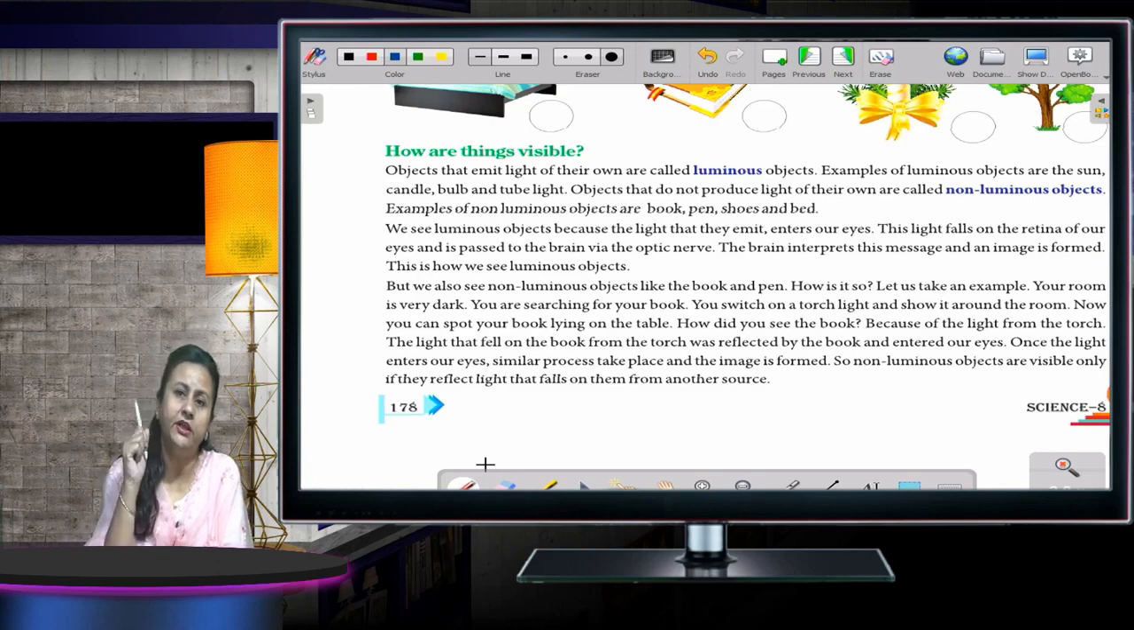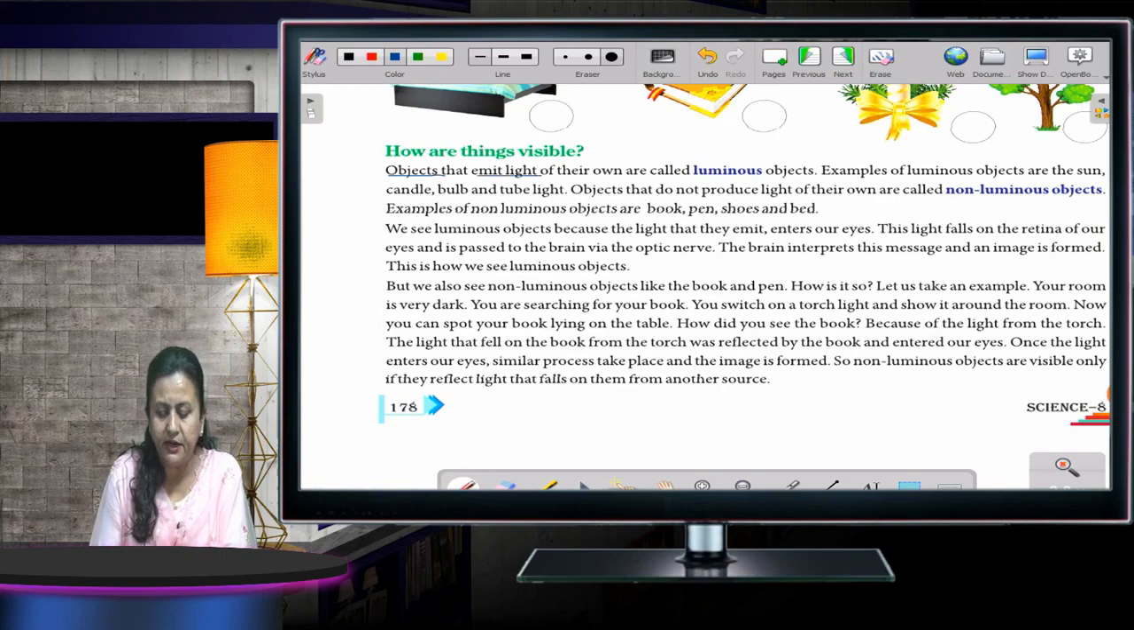The pen which I am holding in my hand is not emitting its own light, so it is non-luminous. The book from which you are reading is also a non-luminous object because it is not emitting light. Fine, let's start the chapter now.